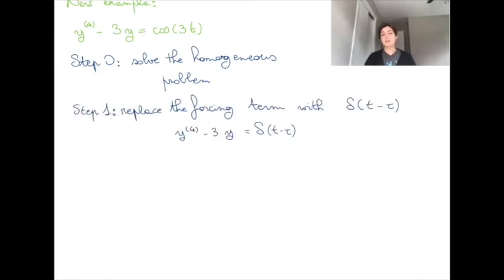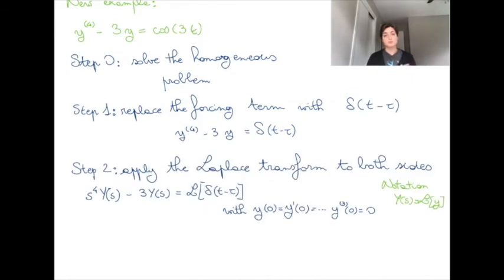Then in step 1, we're going to replace the forcing term, whatever that is, with the Dirac delta function. So now we have a new non-homogeneous ODE with the same characteristic polynomial as the previous ODE, but now with a fixed right-hand side that we have just chosen. We're going to solve this new ODE and use the result to solve the general ODE with the non-homogeneous right-hand side that was chosen at the beginning.